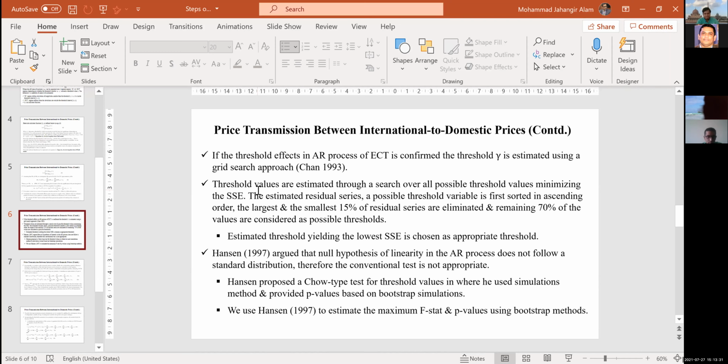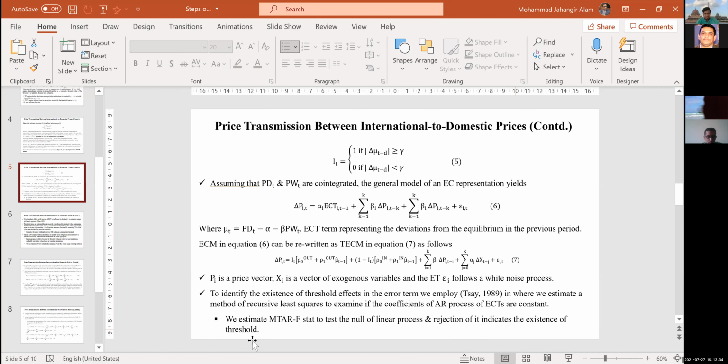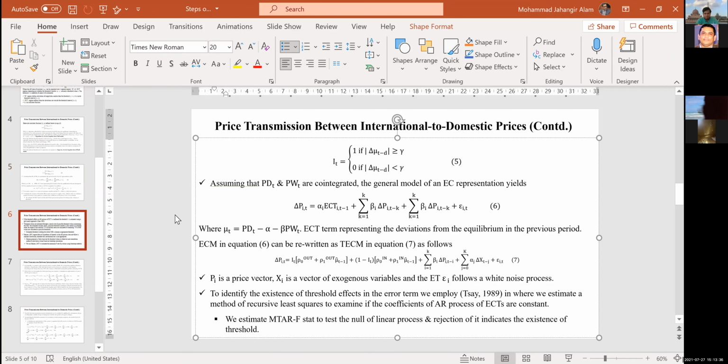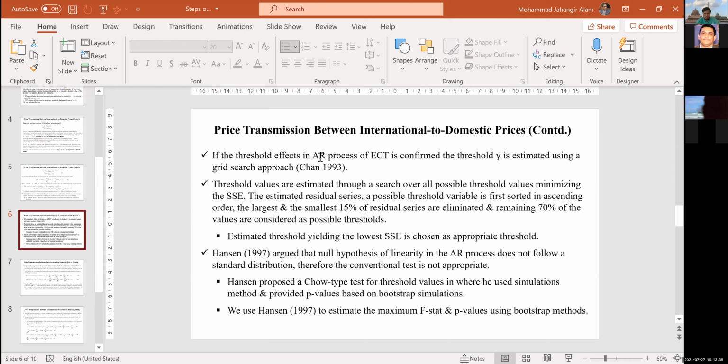So here, once it is identified that there is existence of threshold, if the threshold effect in the autoregressive process of error correction is confirmed, the threshold gamma is estimated using a grid search approach. The MTAR F test is saying that there is a threshold effect, but we do not know the threshold value. That's the gamma value, right? So how do we estimate that gamma value? One approach is called the grid search approach, and I'm going to explain how it works.